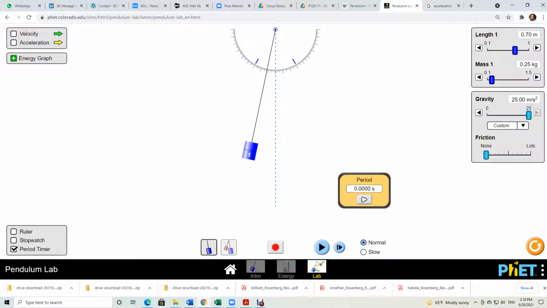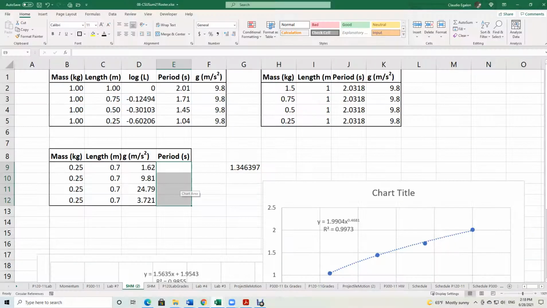Here you go. We're going to start with the moon, 1.62. Pause. We're going to start at 30 degrees right in here. Here you go. That's the period timer. Start. Good, 4.2021.